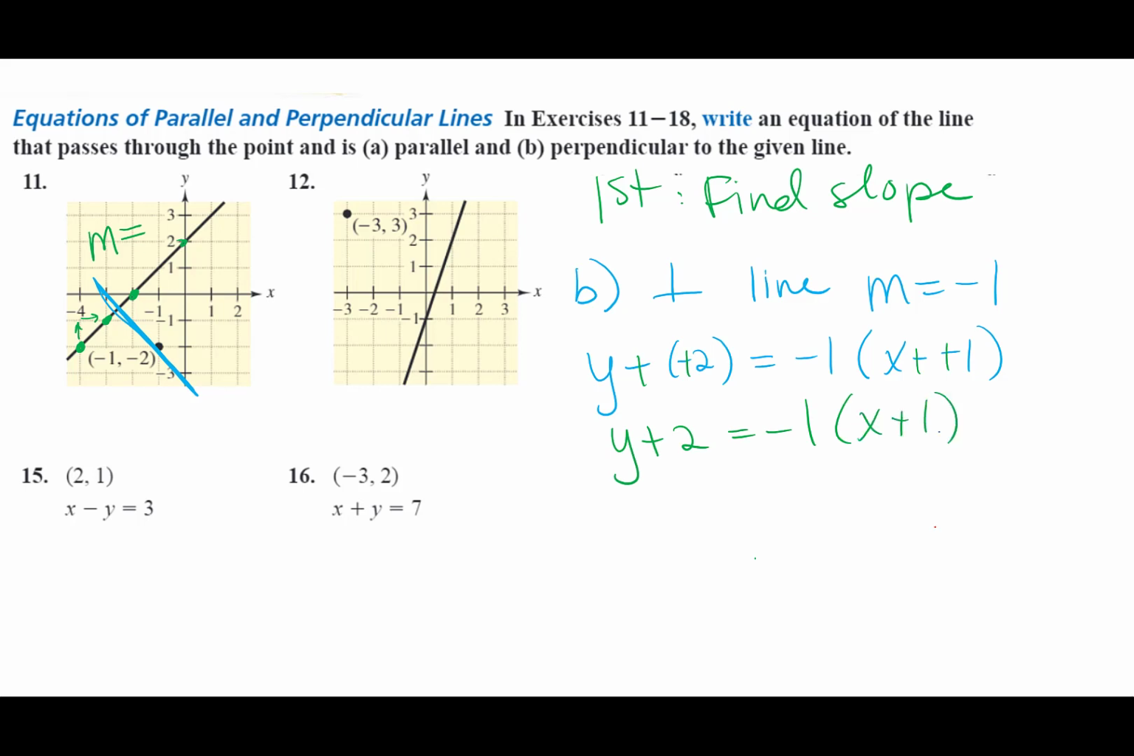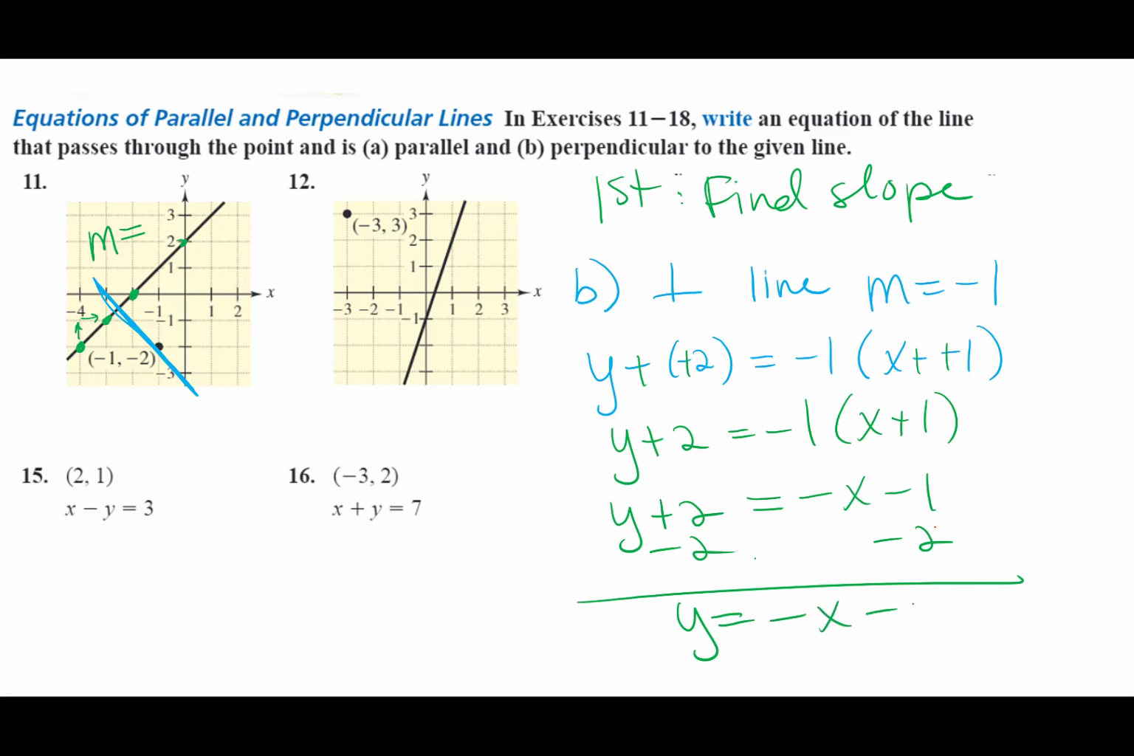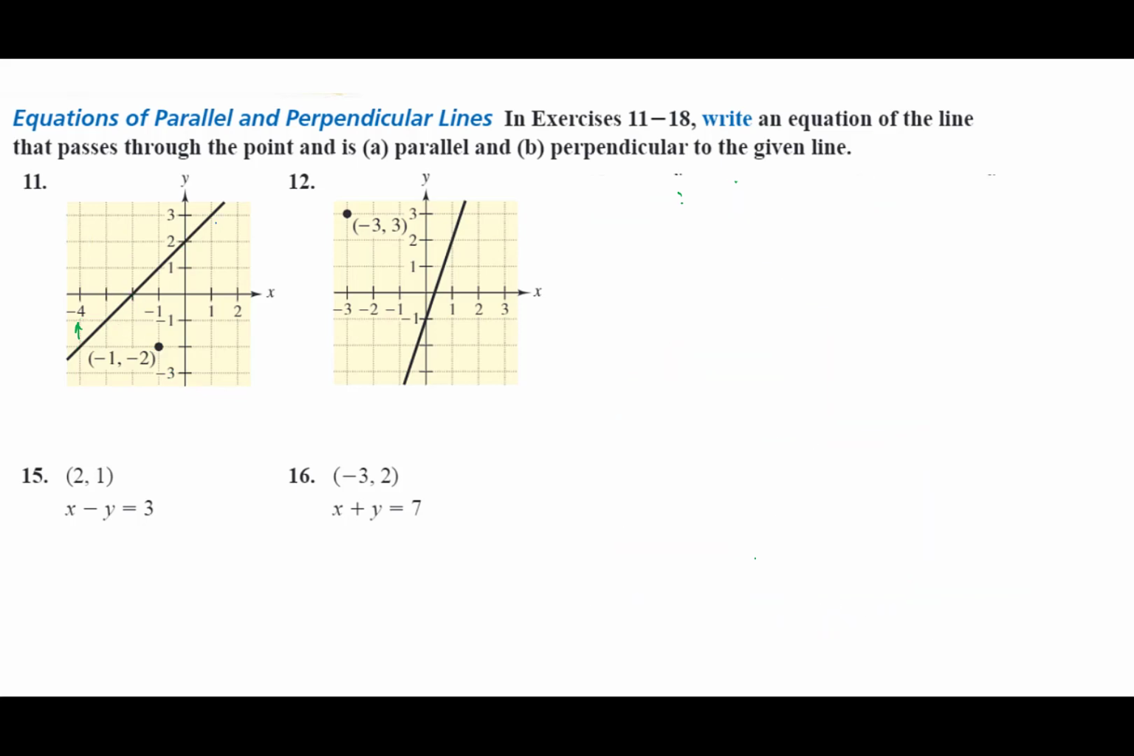Now on the right side, use the distributive property to get -x minus 1. Last step is subtract 2 from both sides. And the perpendicular equation is y equals -x minus 3. Okay, take a look at number 16.